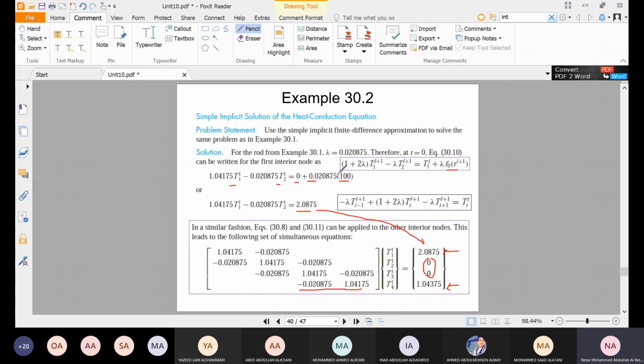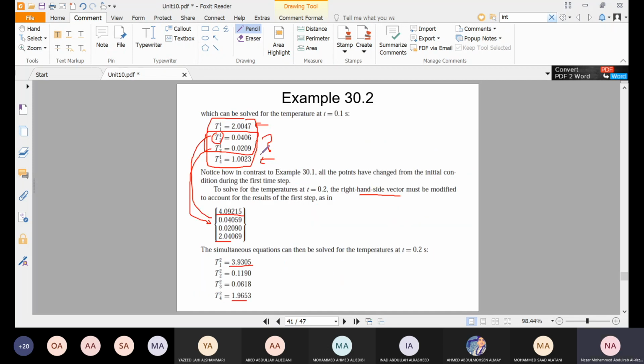So the first step, we apply the implicit method, and this is called, by the way, the simple implicit. We apply the implicit method for the first node and then the last node. This would give us this one. After that, we apply the general equation for the second node and the third node. This is the first step. We get this equation and we solve it to get the values of the temperature that we need here. So this will be the solution.